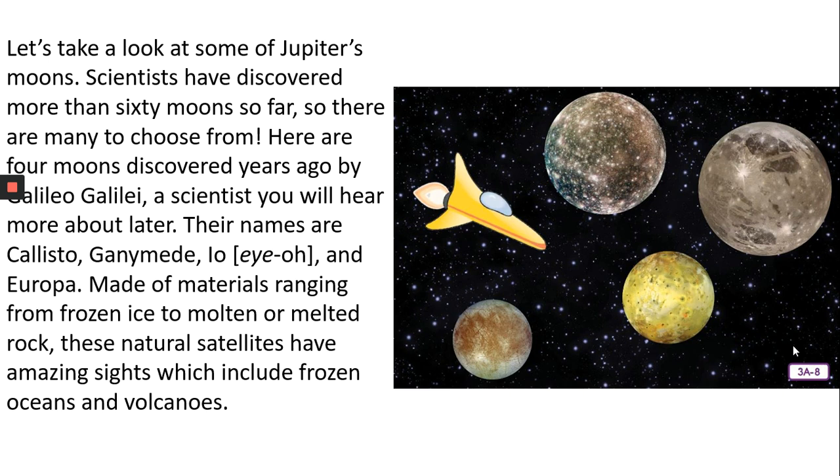Let's take a look at some of Jupiter's moons. Scientists have discovered more than 60 moons so far, so there are many to choose from. Here are 4 moons discovered years ago by Galileo Galilei, a scientist you will hear more about later. Their names are Callisto, Ganymede, Io, and Europa, made of materials ranging from frozen ice to molten or melted rock.